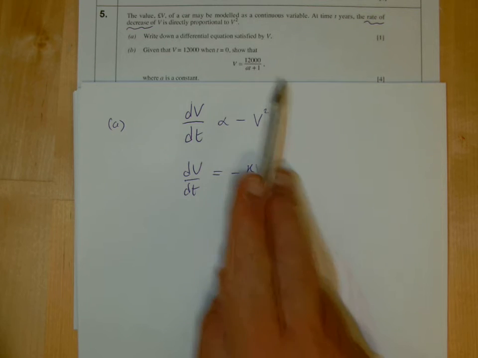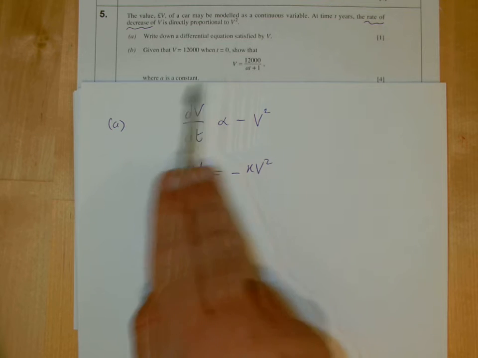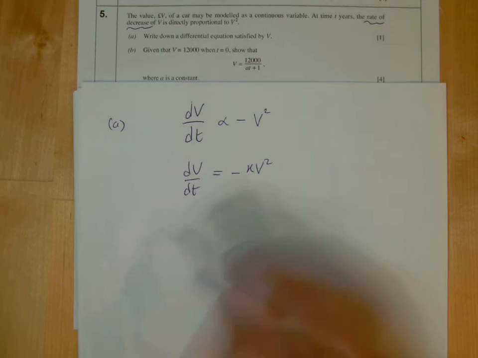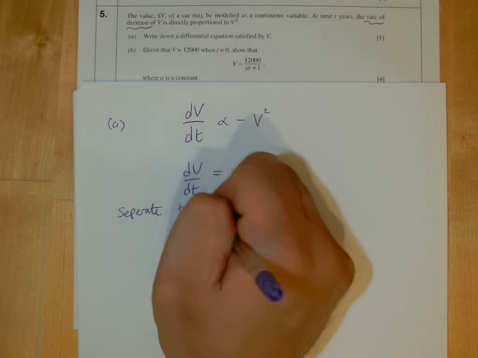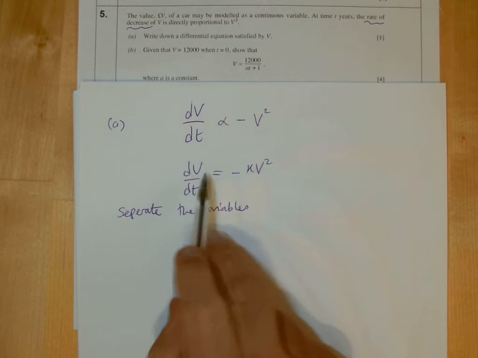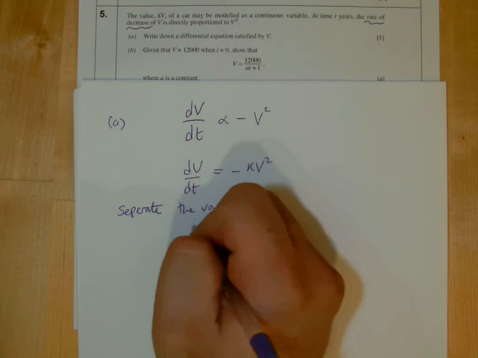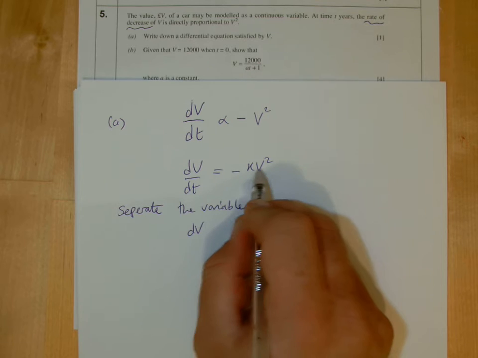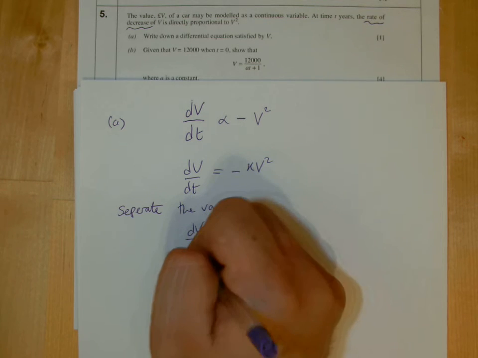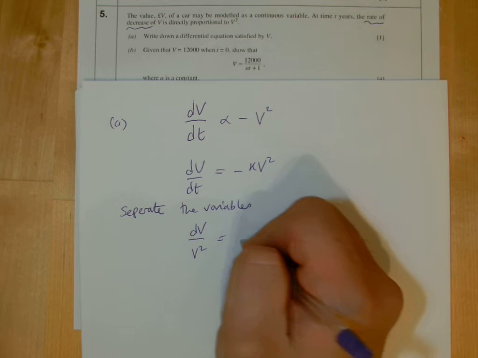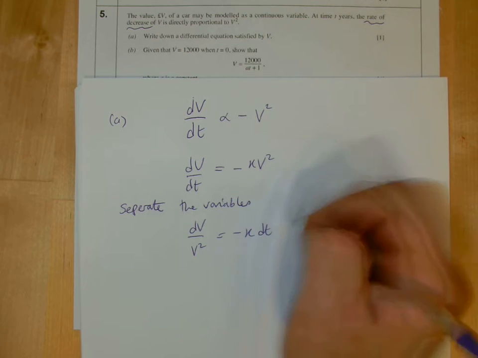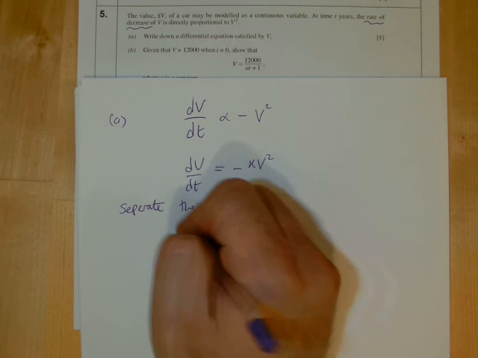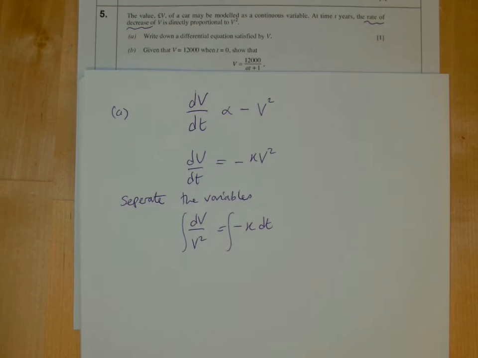So for part B, we've got to show this situation here, where a is a constant and they give me initial conditions. So we're going to separate the variables, and if you notice here, I've got v's on both sides, that's why I'm separating the variables. Because I've got this v squared in here, I could take it over and divide. Keep the minus k there, it's easier just to keep it, and take the dt up. Of course then we need to integrate, to work out our v.